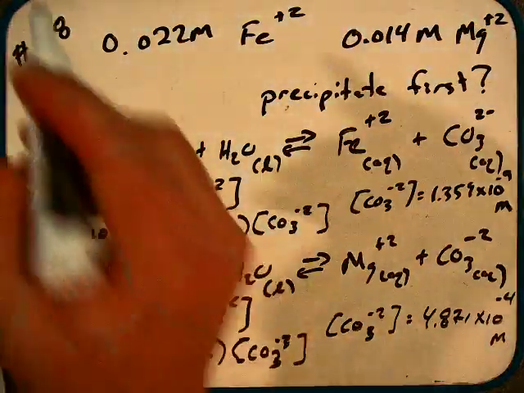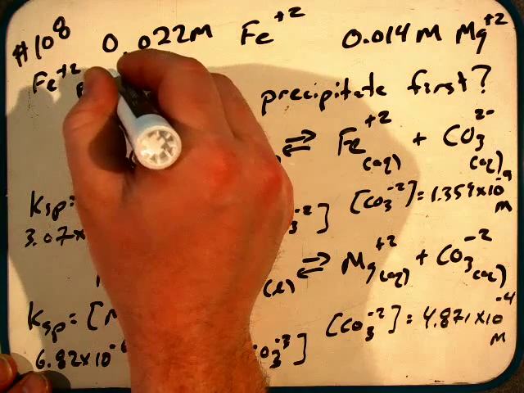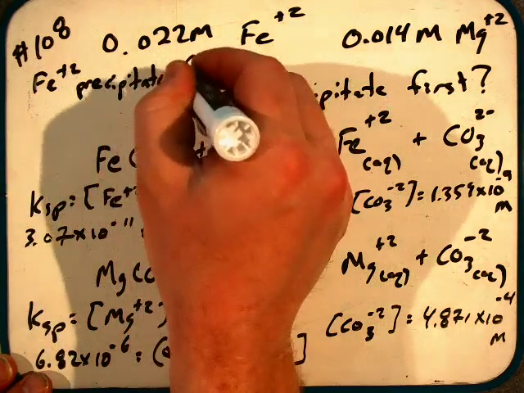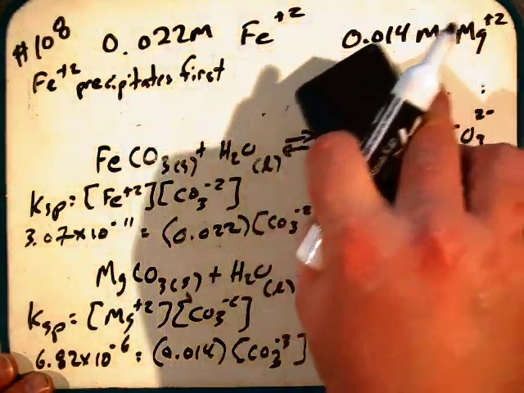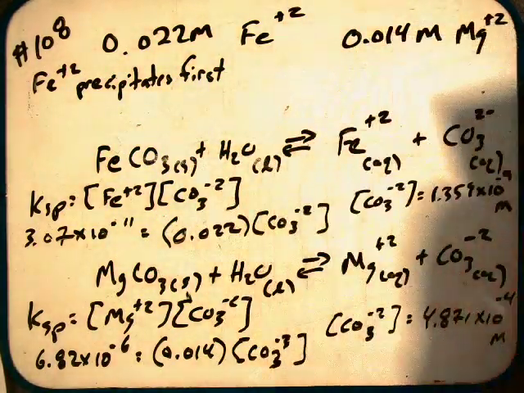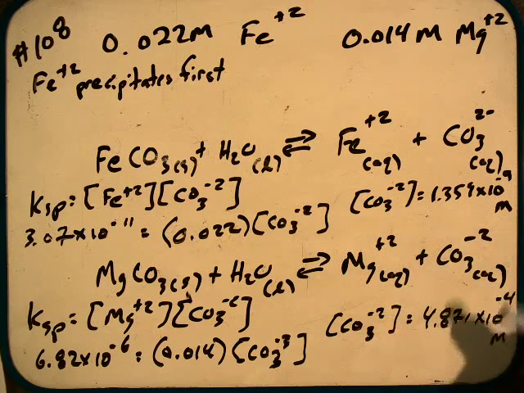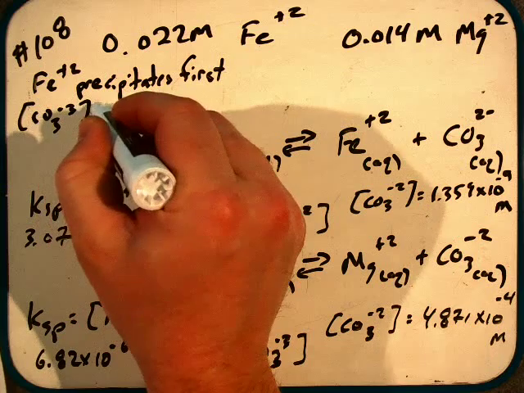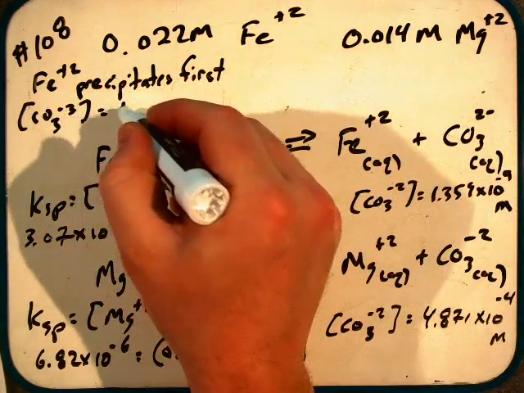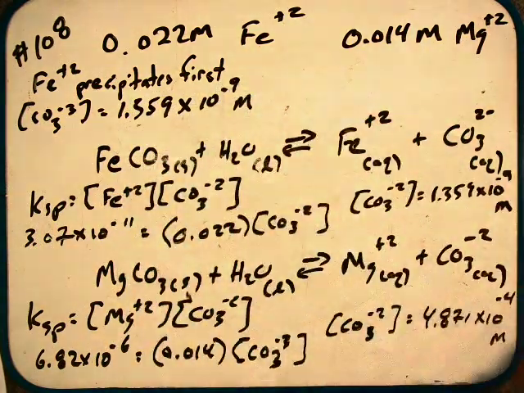So iron precipitates first. And so that's the answer to the first question of 108. The second question is asking what is the minimum concentration of carbonate, or rather potassium carbonate, to trigger that precipitation. And that's what we already actually did. We figured out for iron that carbonate concentration was 1.359 times 10 to the negative 9th molar.